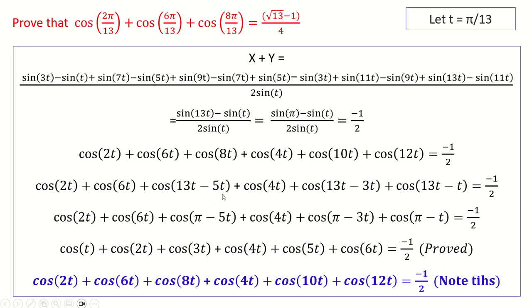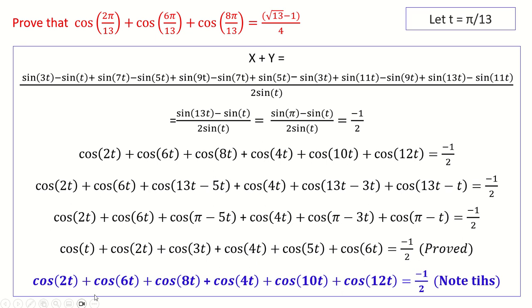Now I will change cos 8t as cos(13t minus 5t), correct, and cos 10t as cos(13t minus 3t), cos 12t as cos(13t minus t). Now cos 2t and cos 6t stay as is, and 13t is pi. So cos(pi minus theta) is minus cos theta. It is pi minus 5t, where I am replacing 13t with pi. So it will become cos t plus cos 2t plus cos 3t plus cos 4t plus cos 5t plus cos 6t equal to minus half. This is the proof.